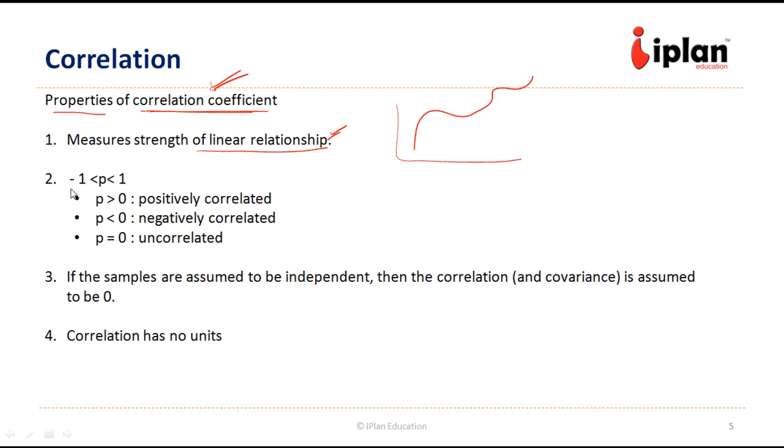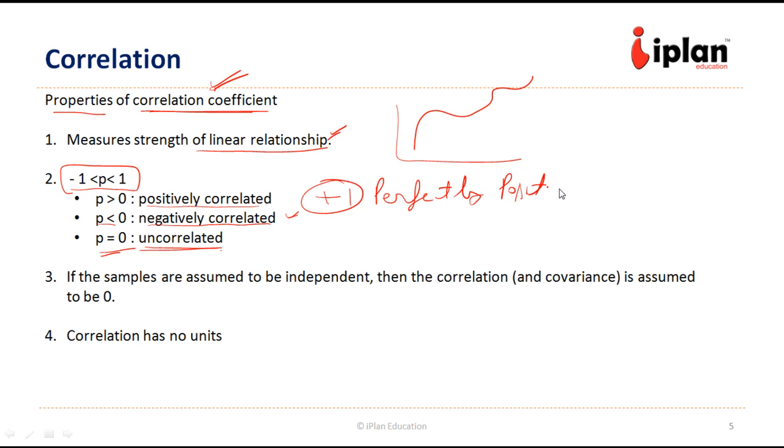So that value is between -1 and +1. If it is positive, we call the variables positively correlated. If it is negative, we call the two variables negatively correlated. If rho is equal to 0, we say that the two variables are uncorrelated. If it is +1, we call it perfectly positively correlated. If it is -1, we call it perfectly negatively correlated, and so on.